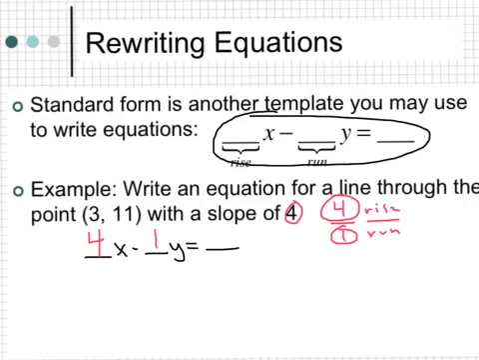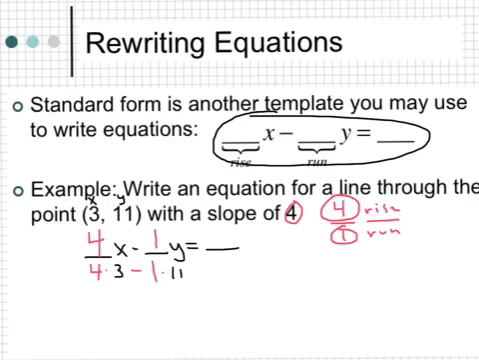We almost have an equation that's in the right location. The only thing we need to do now is figure out what c is. And in order to find c, we need to plug in a point. The point they told us, 3, 11, is an x and a y coordinate. And so we'll put the 3 in for x and the 11 in for y and calculate what that gives us. 4 times 3 minus 1 times 11.